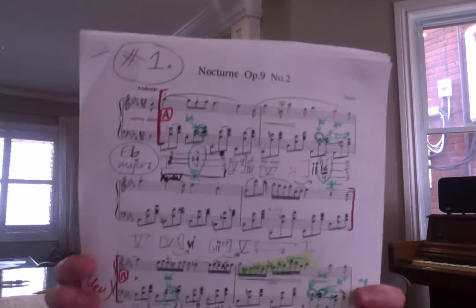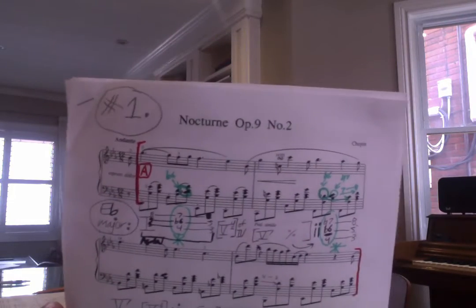I will start with Nocturne Op. 9 No. 2 in E-flat major. This is the first one that I will be doing. This is possibly Chopin's most popular piece, definitely. I wouldn't say in his lifetime, but I would say definitely in the Romantic era, this is Chopin's most popular piece.